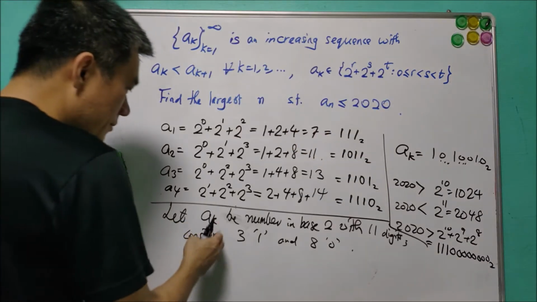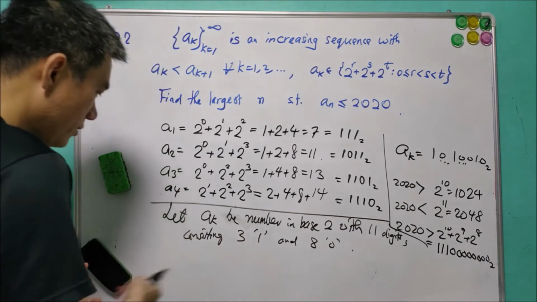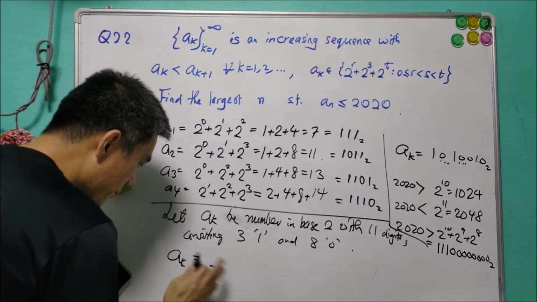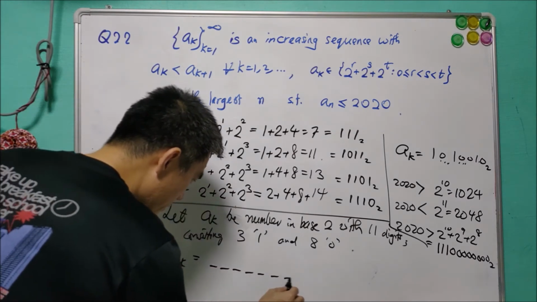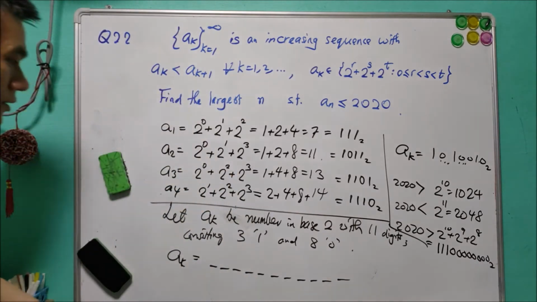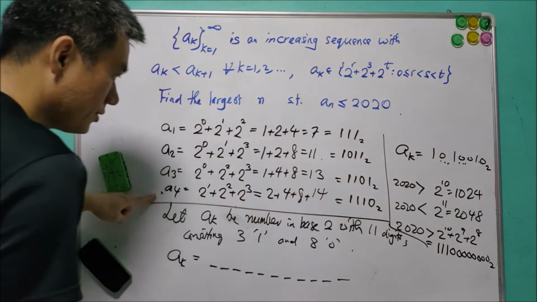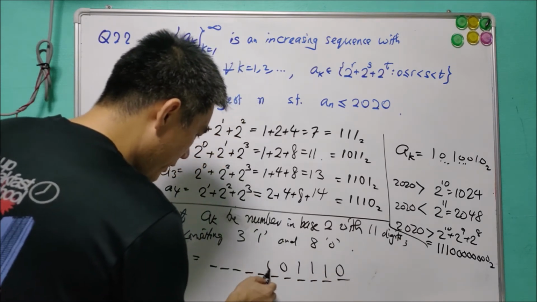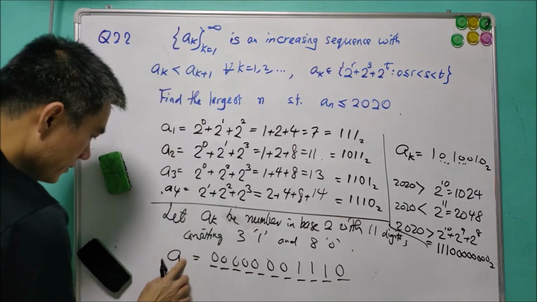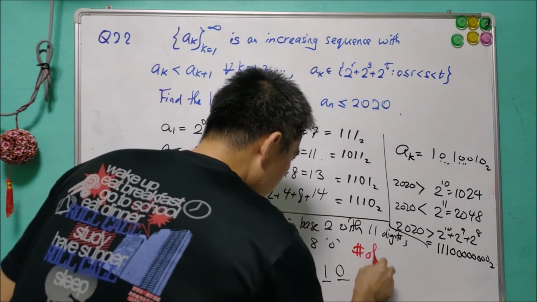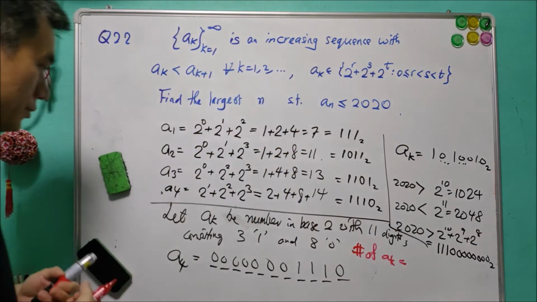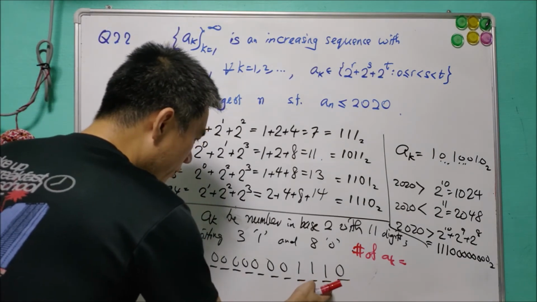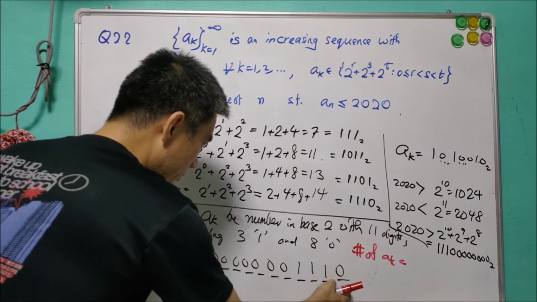So let A_k be a number in base 2 with 11 digits, consisting of three 1s and eight 0s. So A_k is of this form: positions 1, 2, 3, 4, 5, 6, 7, 8, 9, 10, 11. For example, A4 is written as 1, 1, 1, 0, and the rest are zeros. The number of A_k will be all the permutations of 11 digits, where 3 of them are 1 and 8 of them are 0.